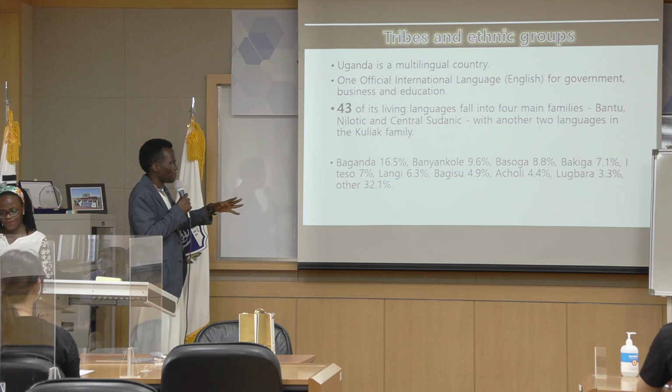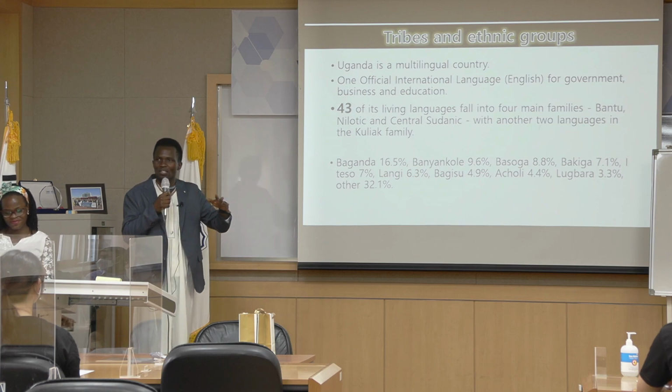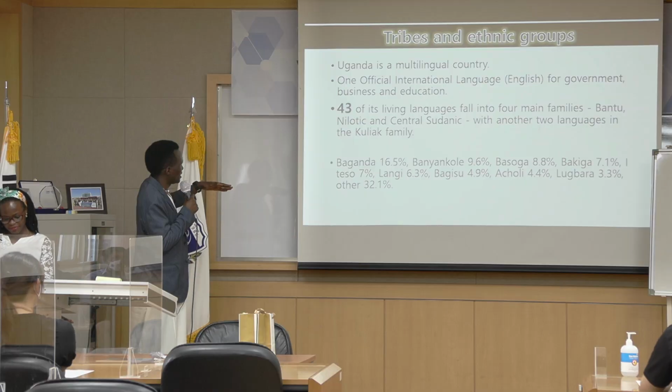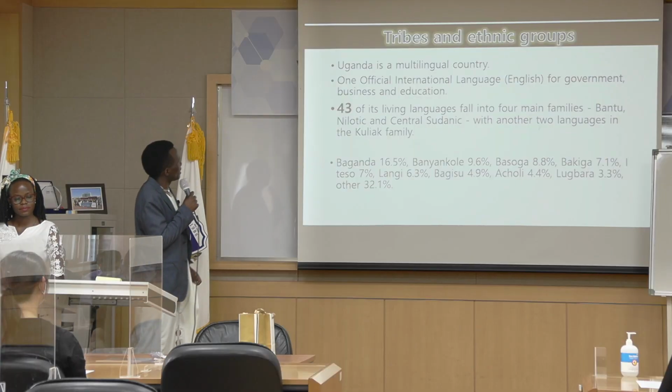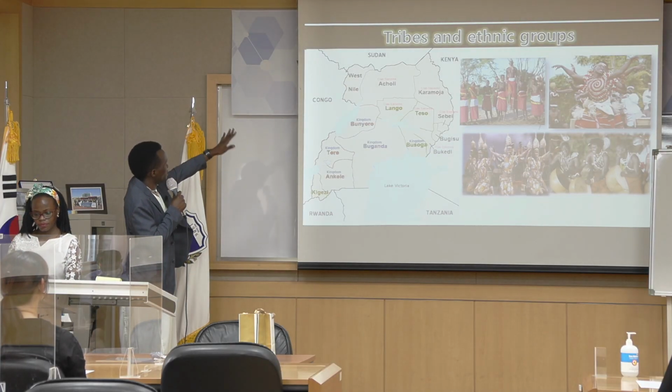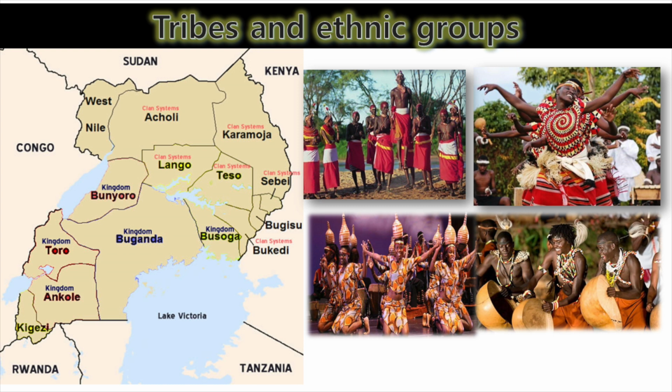And then the Bachiga, it is like the Kangwon of Uganda, because they grow a lot of Irish potato, as we call it. And then the Iteso, these ones are also in the east. Then the Langi, the Bagishu, the Acholi, the Lugbara, and the others. These are the most proud, the most common tribes. Next, as you can see, that is how they are distributed.